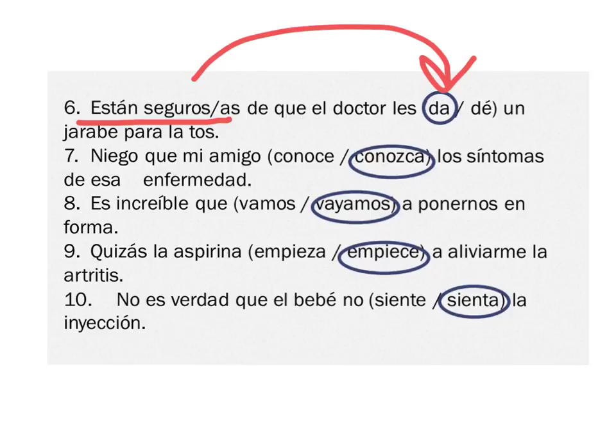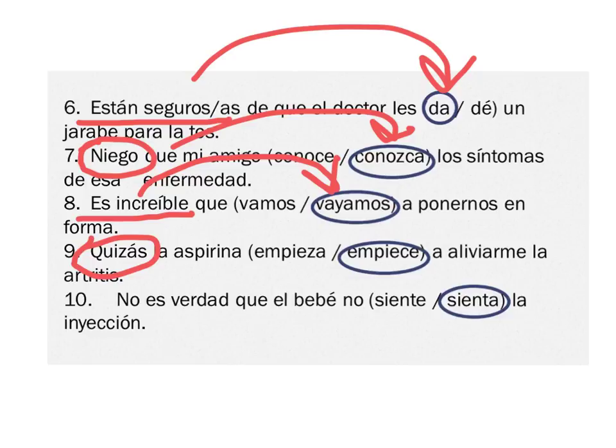Niego que mi amigo conozca los síntomas de esa enfermedad. Here the subjunctive trigger is the verb negar, niego, and therefore you use a subjunctive. Es increíble que vayamos a ponernos en forma. Again, you have to learn to recognize the expressions of doubt. Es increíble is one of them. Therefore, the subjunctive trigger, and you're going to conjugate the verb in the subjunctive. Quizás la aspirina empiece a aliviarme la artritis. Now we have here quizás, which is very similar to ojalá and very similar to tal vez, and the moment you see it, you know you're going to use subjunctive.